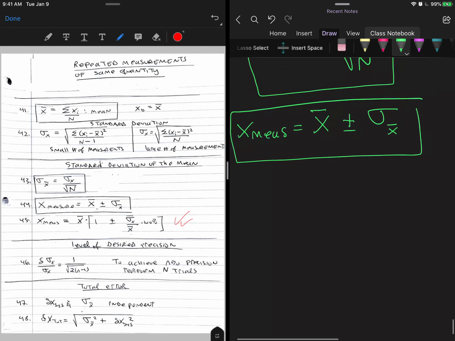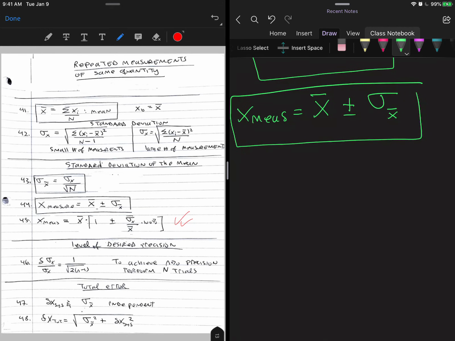And so in general, to be more accurate, your total error takes into account both systematic and random errors. So then we can say that the total error for x is going to equal the square root of the systematic errors, the things that are constantly off by the same value, squared, plus the standard deviation of the mean squared.